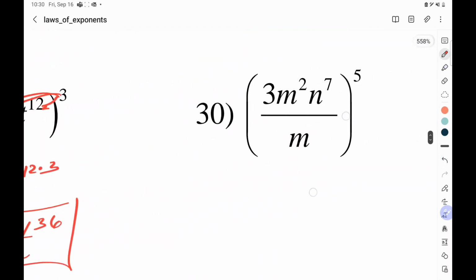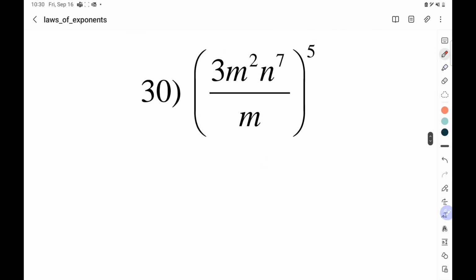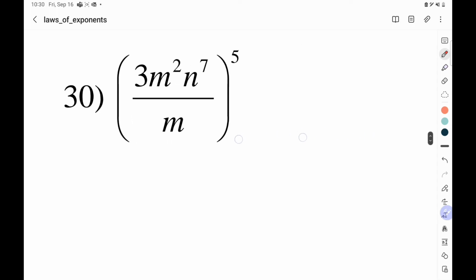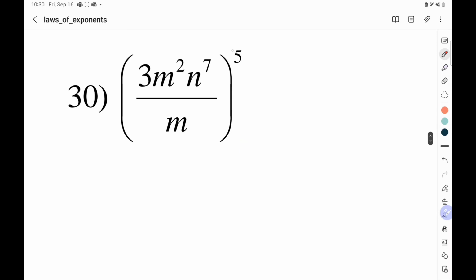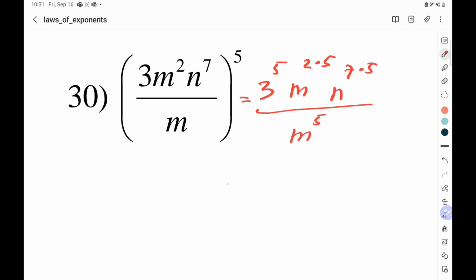Now let's go to number 30. Okay, this is a mix of a lot of exponents, so we just have to distribute the exponent to every base. So this one, this one, this one, and that one. All right, so we have 3 to the power of 5, m to the power of 2 times 5, n to the power of 7 times 5, over m to the power of 5.